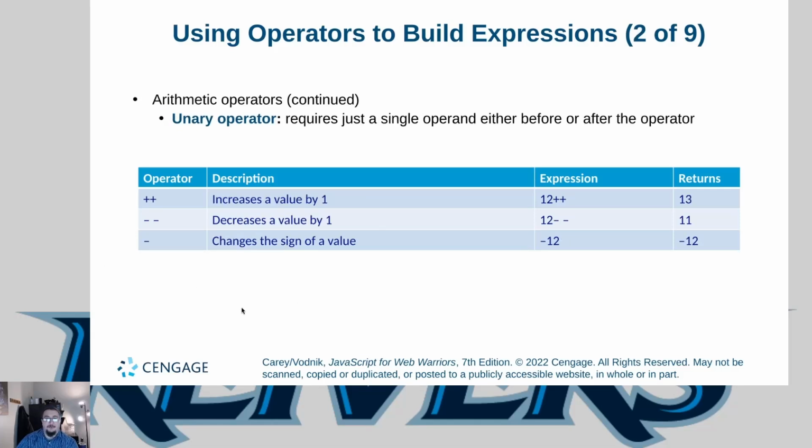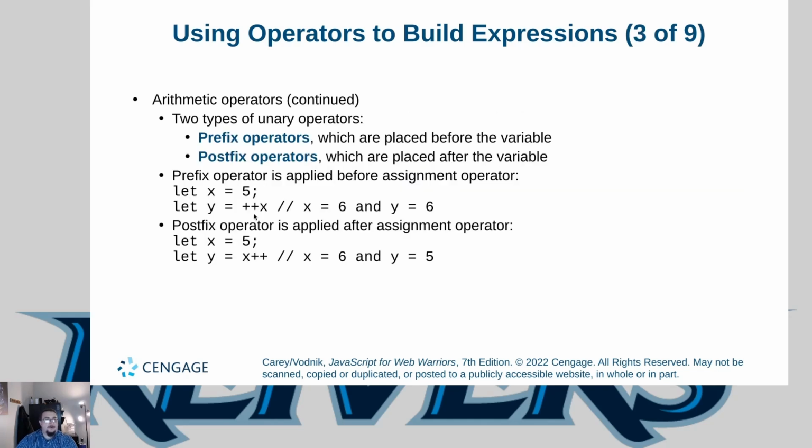Unaries are single operands, so if you did 12 plus plus, that means increment by 1. 12 minus minus is decrement by 1, and then negative would change the value of the sign. The difference here is where this happens. You could also do plus plus 12, meaning that before it goes to 13, it would do 13 and then run whatever it is doing. Negative negative would be first change to 11 and then run the function. So let x equals 5, y equals plus plus x would make that x equals 6 and y equals 6. Postfix operator is after. X is 5, so if you set y to x, it would then say x is 5, and then we increment x by 1.